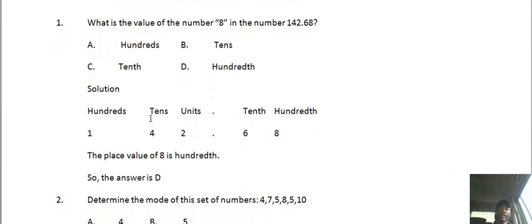If we arrange this number in their place value, you have the first digit, which is 1, to be hundreds, the second one tens, and the last one to be units. And the other part, which is the decimal part, we have it to be tenths and hundredths. So the place value of 8 here is hundredths. So the answer to question 1 is D, which is hundredths. That is for question 1.